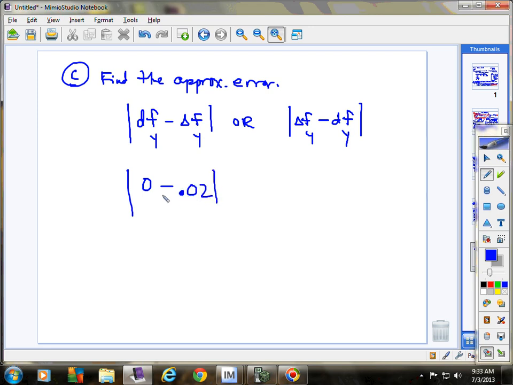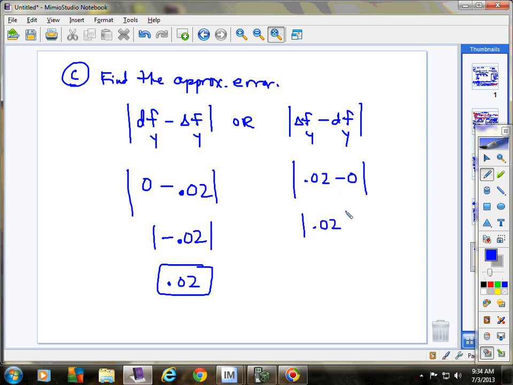Okay. So 0 minus 0.02 is -0.02, but it's in absolute value bars, so I've got to make it positive. So 0.02. Or if I did it the other way, I'd have my 0.02 first, minus my 0. And that's positive 0.02, and the absolute value of positive is still positive. So you don't have to do it both ways, just whichever way's better for you. This one right here.